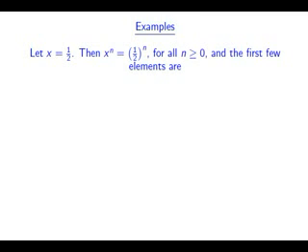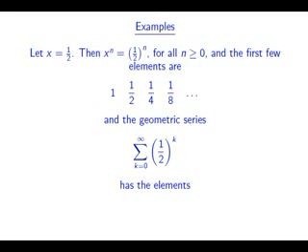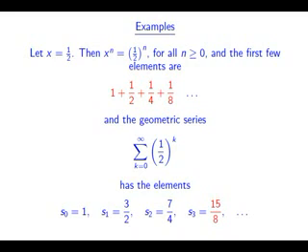Finally, for x equal to a half, the first few elements in the sequence a half to the power n are 1, a half, a quarter, 1 over 8, and so forth, and thus the corresponding geometric series has the elements 1, 1 plus a half, which is 3 over 2, 3 over 2 plus a quarter, which is 7 over 4, 7 over 4 plus 1 over 8, which is 15 over 8, and so forth.